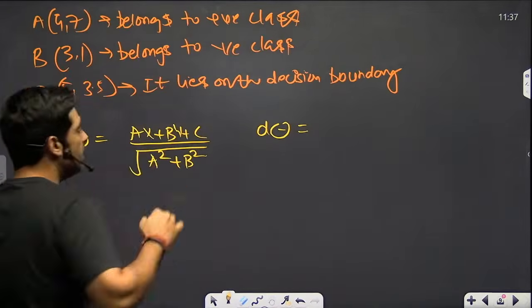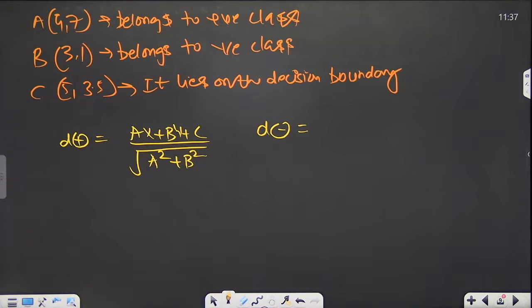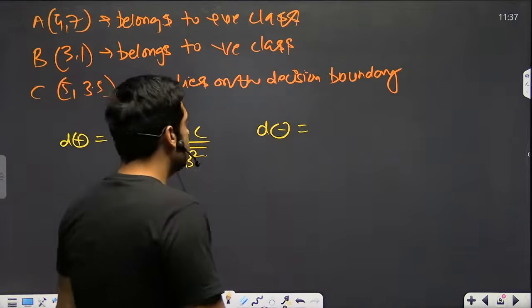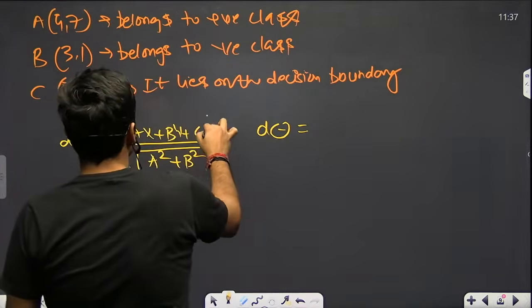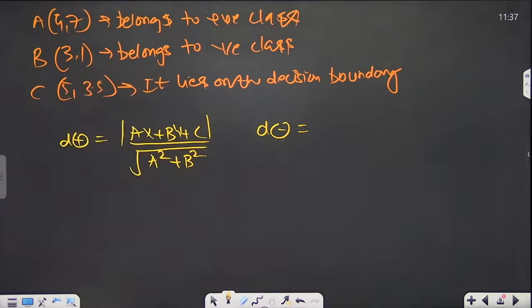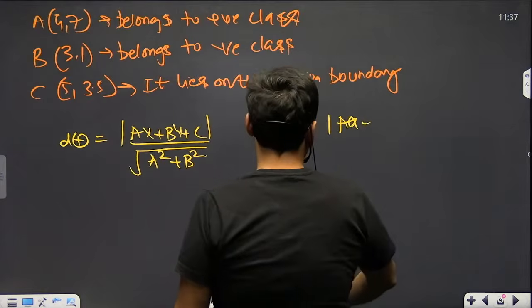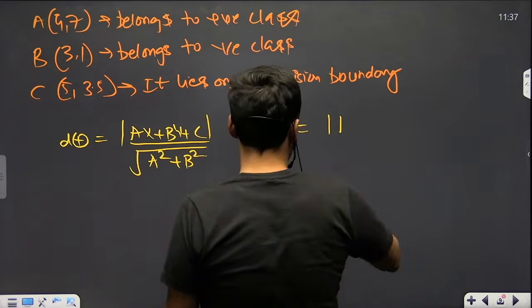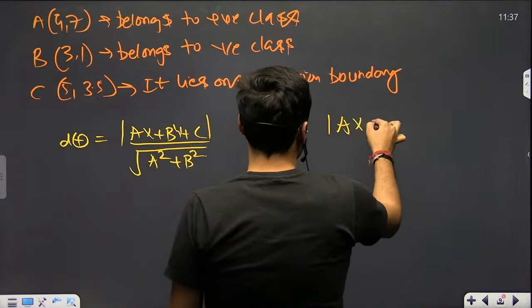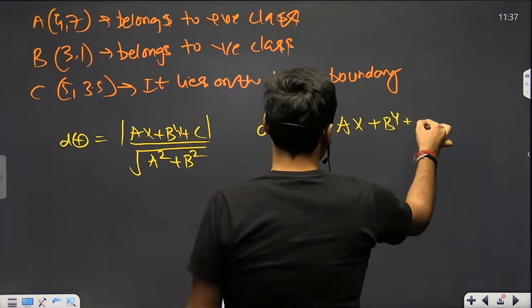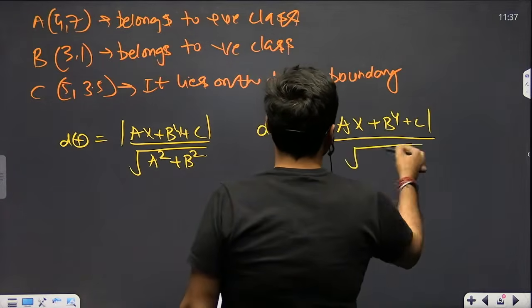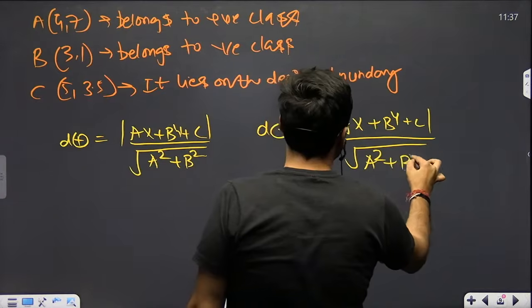And d minus, how to calculate d minus? Again we can calculate this as mod. This is mod of ax plus by plus c upon under root of a square plus b square.